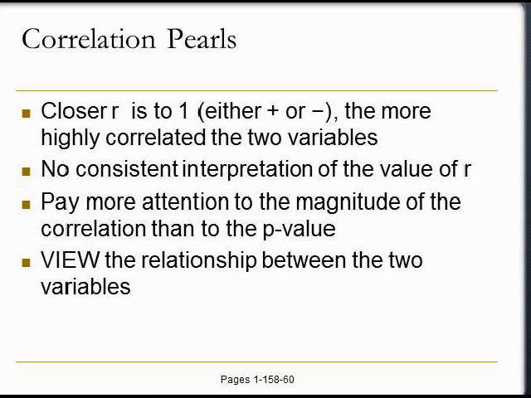Try to pay more attention to the magnitude of the correlation, that is the value of R, than the p-value. If you have 100 people, your p-value is likely to be substantially lower than if you do a correlation with 10 people or 10 observations. And always, always, always view the relationship between two variables. If it's nonlinear, we shouldn't be using this type of correlation analysis. So we always want to look at a picture.